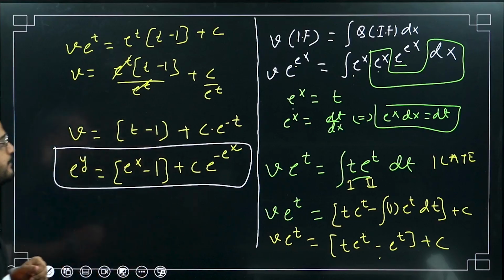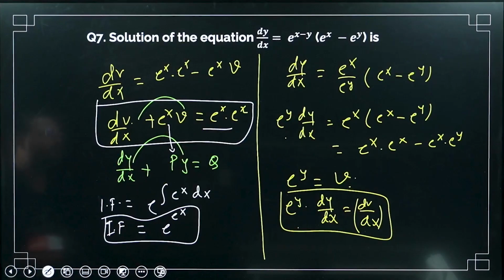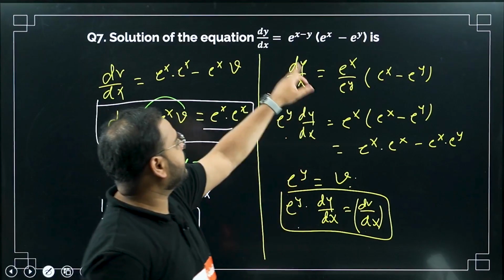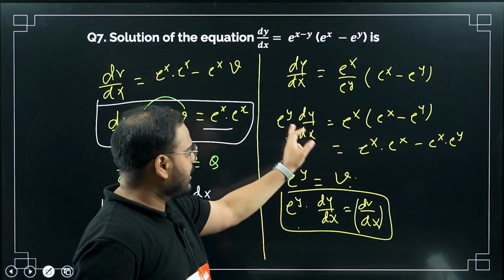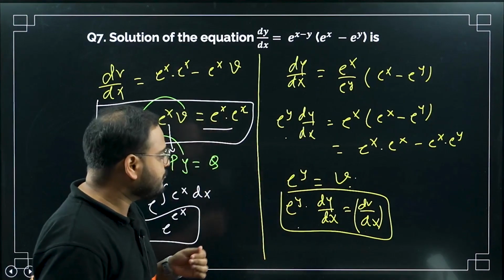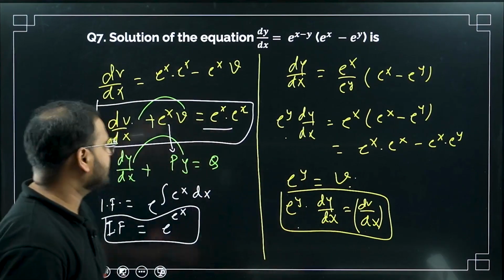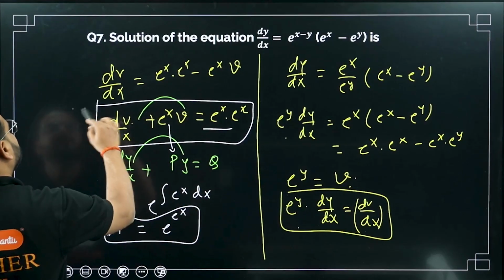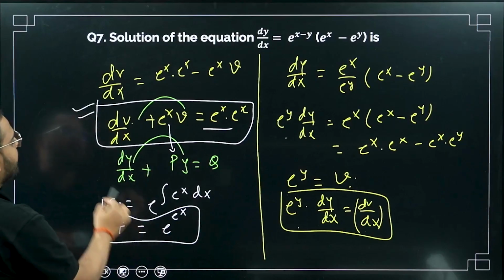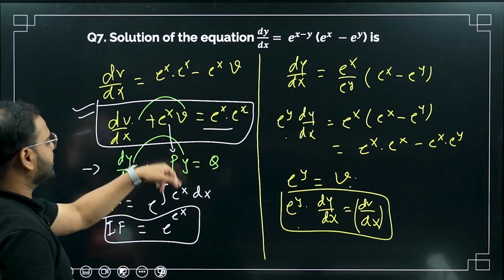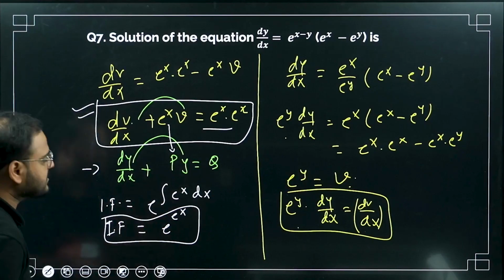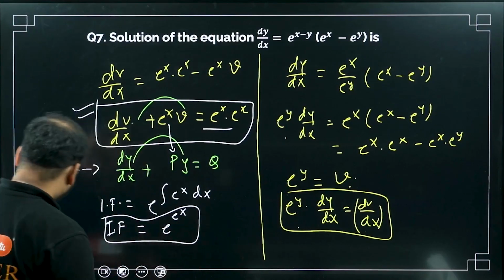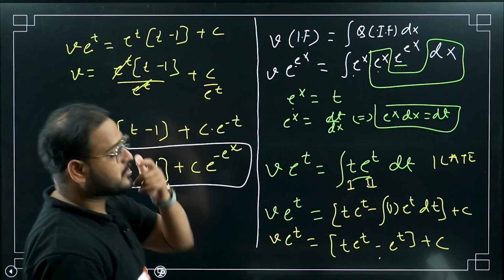Looks complicated, but this is the flow. Have a look. I've taken e power y down first to make the standard form. I've substituted e power y as v, got the differentiation of dy by dx, put it back in the given differential equation to get my standard form in terms of dv by dx, compared with the standard form to get p and q values. P is simply e power x, and q is e power x into e power x. Got the integrating factor as e power x. Then use the condition for the solution.